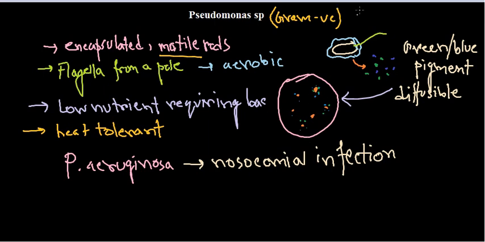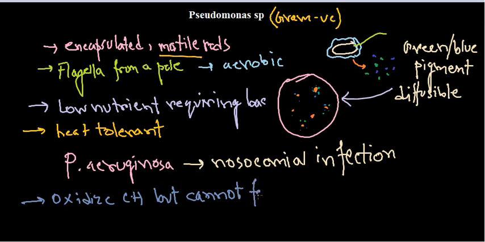Okay. And about their carbohydrate fermenting ability, what we know is that they can oxidize carbohydrates, but cannot ferment it. So they cannot ferment lactose. So they are actually lactose non-fermenting, or lac minus, type of bacteria.